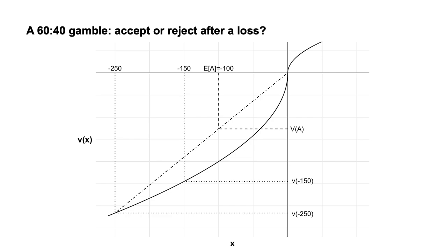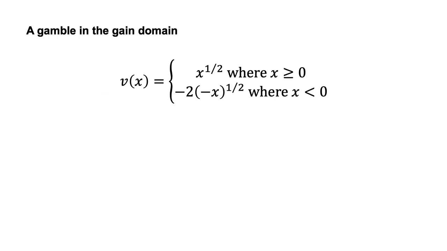The potential loss of another $100 results in a smaller incremental loss of value than an equivalent win of $100. A gamble in the gain domain.